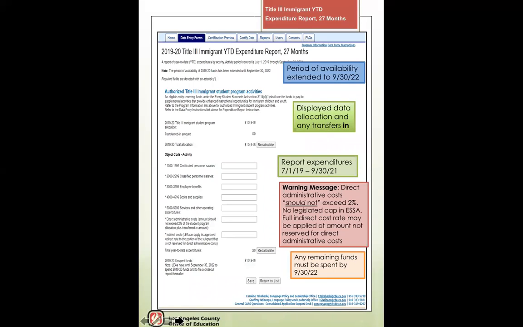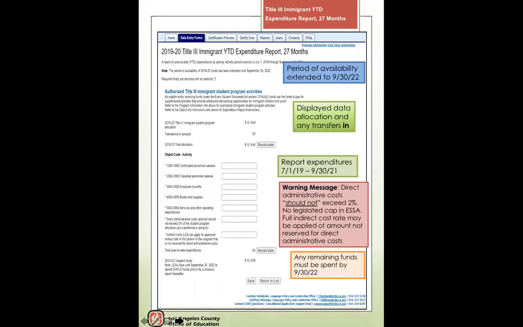But as in the last report, you're reporting the full period of the grant through September 30th of last year. And it's a warning message. You can certify it if you exceed 2%, but you might get a phone call from CDE, so be prepared. And the final amount, at the bottom, you'll get a final amount, and you've got to spend that by September 30th of this year, 2022.